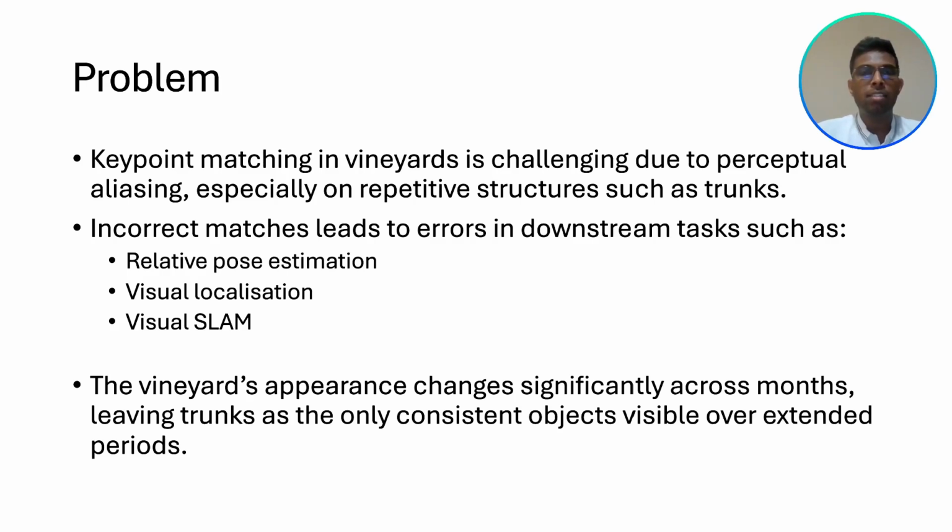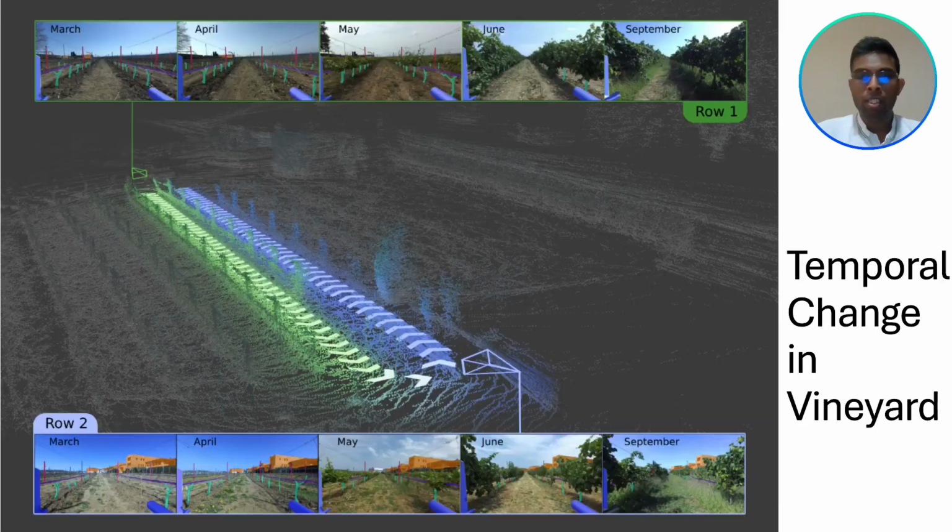Having these repetitive structures causing feature mismatches in the vineyard will lead to errors in downstream tasks such as relative pose estimation, visual localization and visual SLAM. And secondly, the appearance of a vineyard significantly changes across months, leaving trunks as the only consistent objects that you can see over an extended period of time.